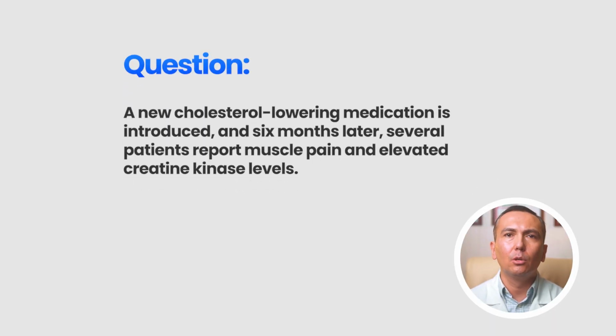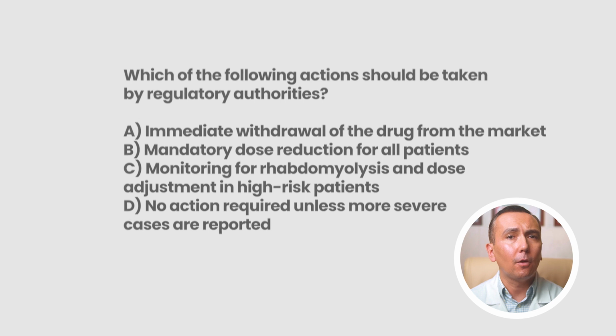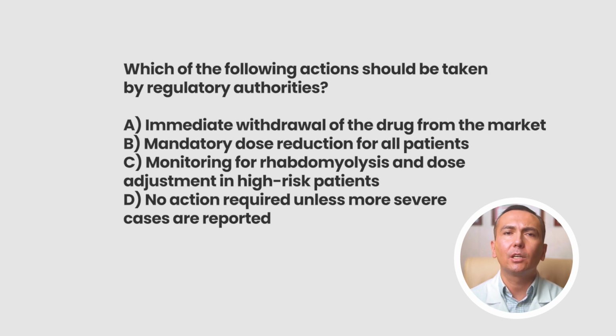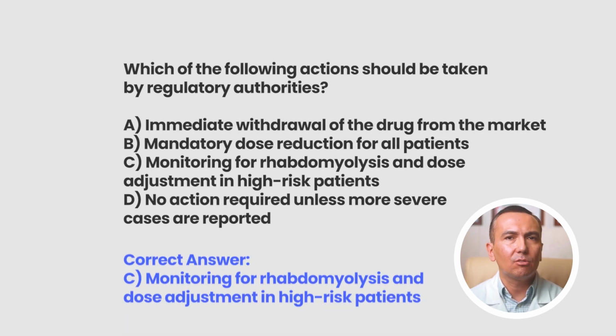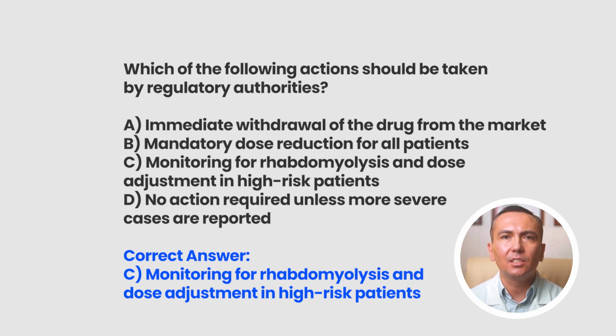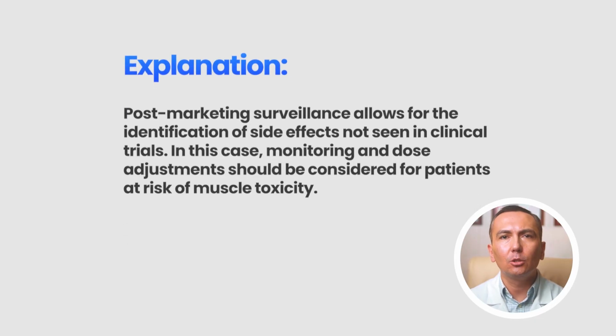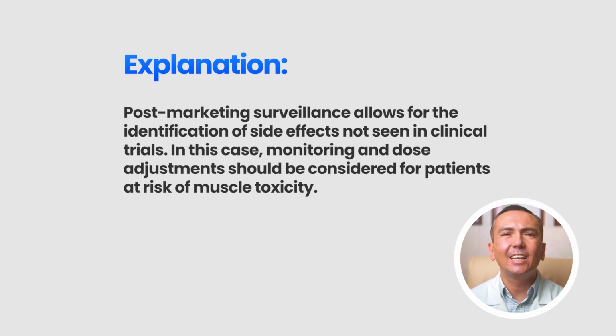A new cholesterol-lowering medication is introduced, and 6 months later, several patients report muscle pain and elevated creatine kinase levels. Which of the following actions should be taken by regulatory authorities? The correct answer here is monitoring for rhabdomyolysis and dose adjustments in high-risk patients. Post-marketing surveillance allows for identification of side effects not seen in clinical trials. In this case, monitoring and dose adjustments should be considered for patients at high risk of muscle toxicity.